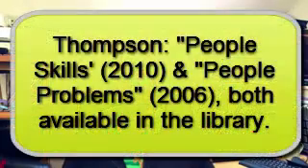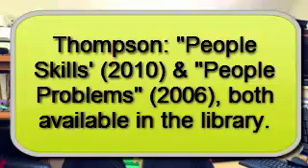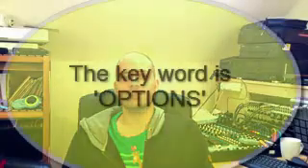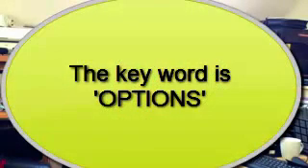Then I move on to a very accessible text. As you know, I like Thompson's work from his book People Skills, or People Problems rather, this one, and it's the problem-solving process, in which Thompson uses Adair's 1985 model of decision-making and explains what that is. Basically, in any decision that we make, we have a series of options or choices to make. And in making choices, we have to consider ethics.